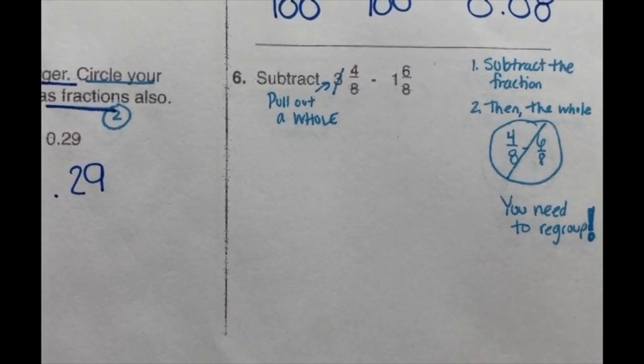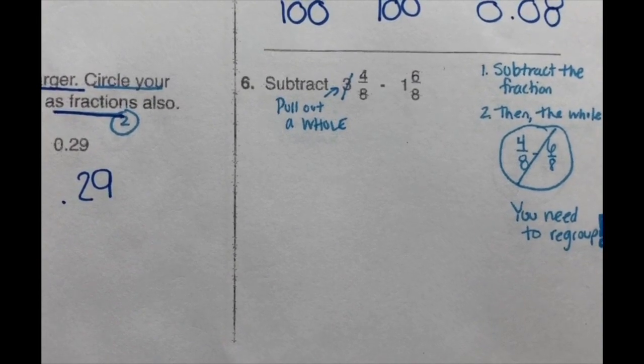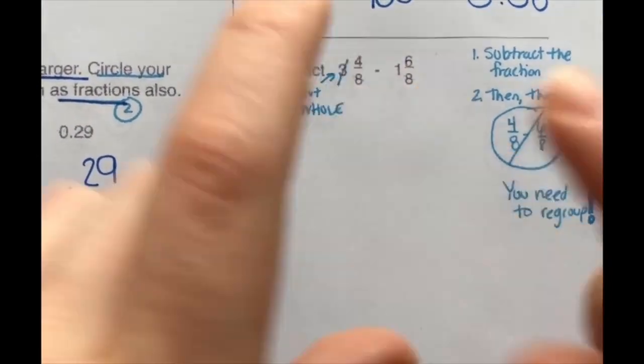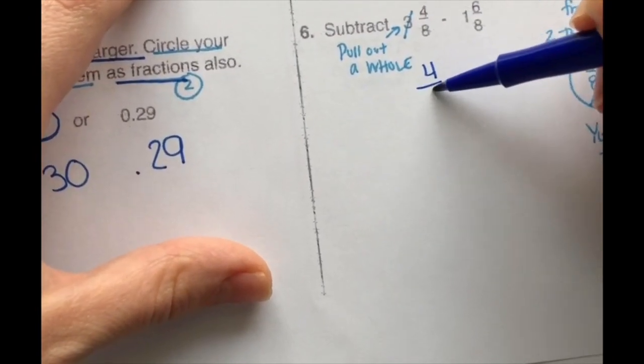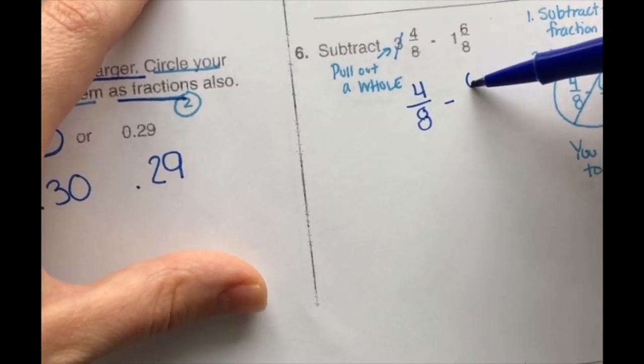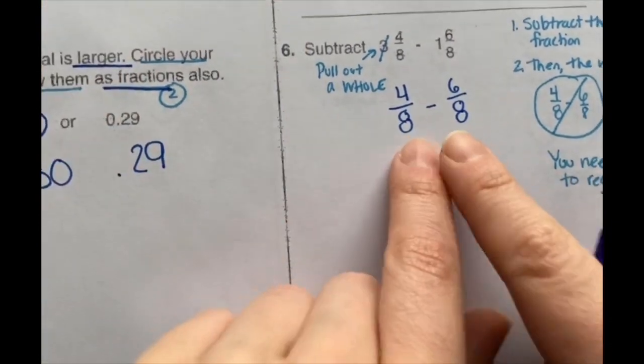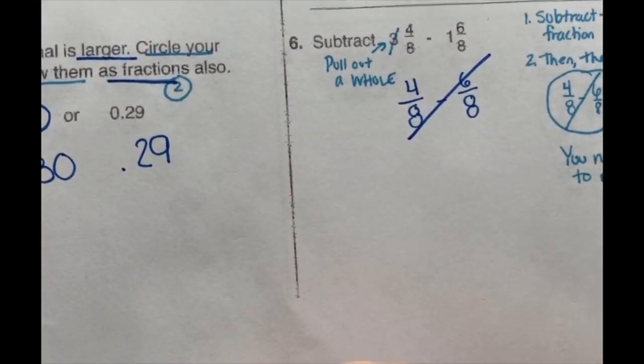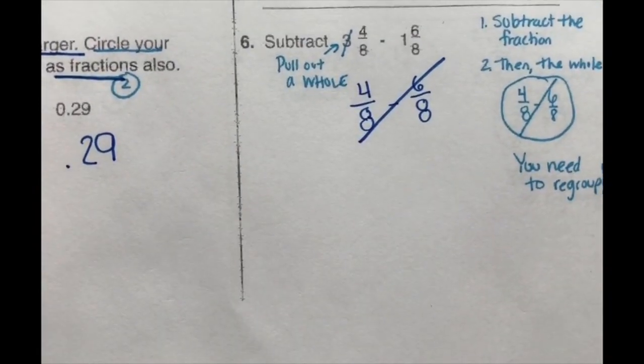So when we subtract mixed numbers, the first thing we have to do is we have to look at the fraction. So we're gonna try and subtract the fraction first. And our fractions here are 4/8 minus, we wanna do 6/8. But we can't do that, right? We can't do 4 minus 6. Nope. So what we have to do is we have to regroup, all right?